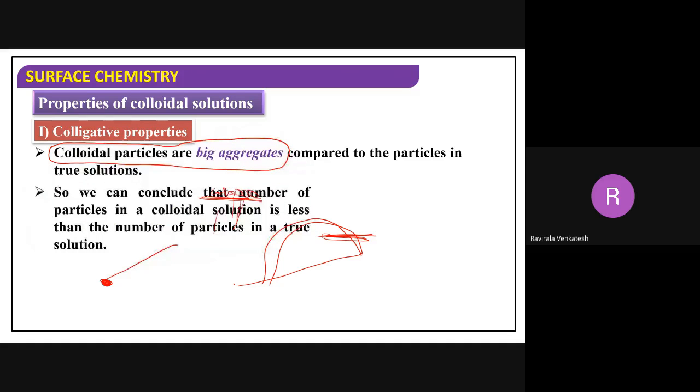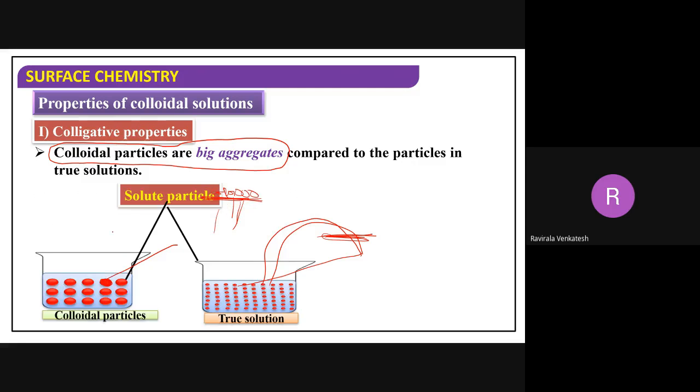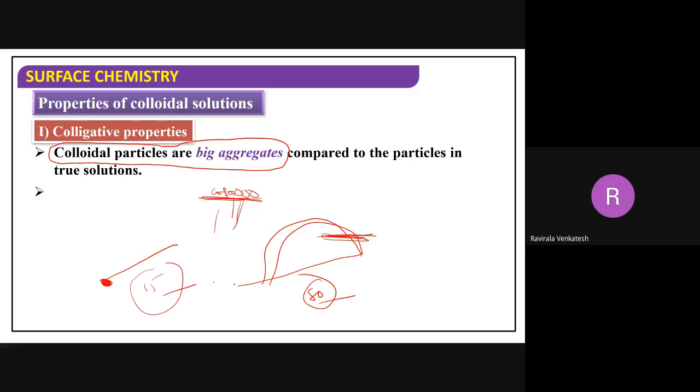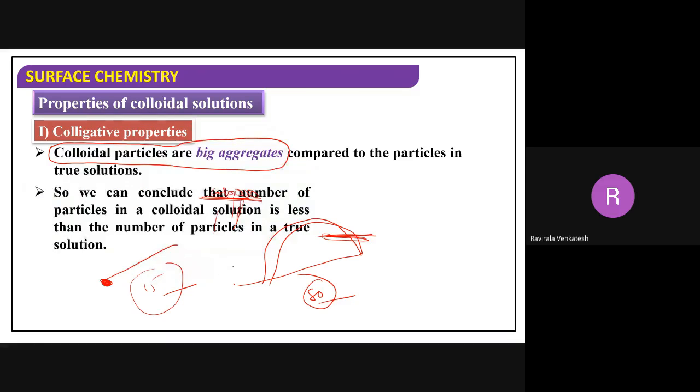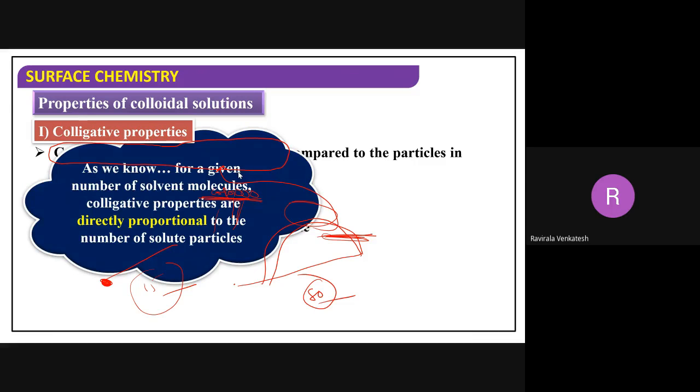So we can conclude that the number of particles in the colloidal solution is less than the number of particles in the true solution. If we observe this diagram, leave the size aside, the number of particles here is 15 only. But here the number of particles is about 80. Same solution, but the number of particles is less here. So compared to the true solution, the number of colligative particles will be less here. Definitely, colligative properties will be small for a dilute solution, where the number of particles is very small.